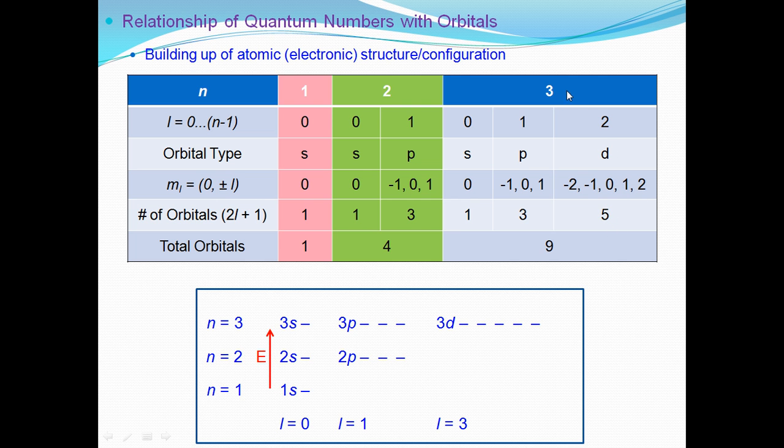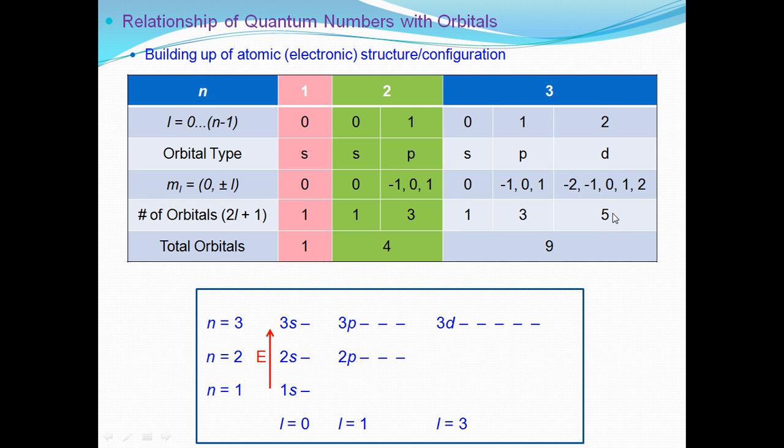Alright, however, when n is equal to 3, we have 3 different types of orbitals: the s orbital, the p orbital, and the d orbitals, and there are a total of 9 orbitals. Now, since we are increasing in the value of n, it means that this s orbital here is of a lower energy than this s orbital and this p orbital, right? And since n is equal to 3, this s orbital is of a higher energy than these three p orbitals and these 5 d orbitals.